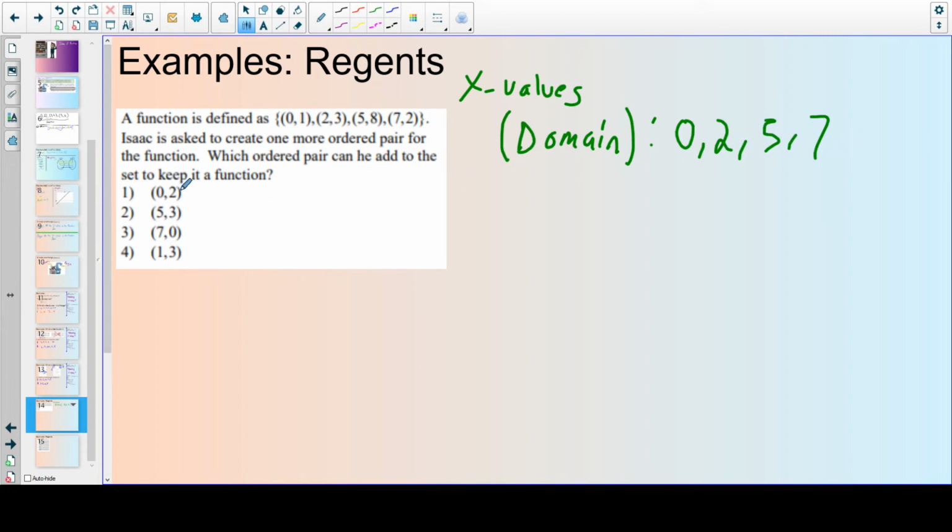So can the choice be number 1? No, because it has a 0. How about number 2? No, it has a 5. How about number 3? It has a 7. How about number 4? The x value is a 1. I don't have a 1 yet in this function. So this can be an ordered pair that I can add into this function, and we'll keep it as a function. Because if you look at all the x values here, plus this x value, none of them repeat.